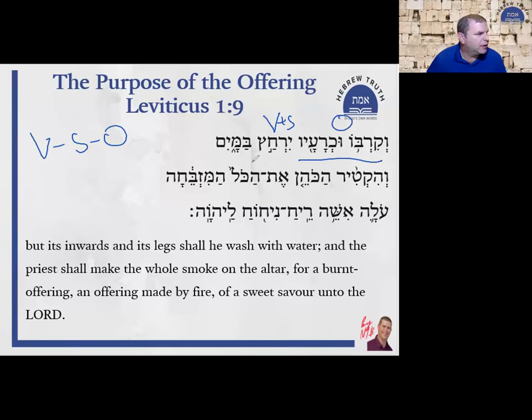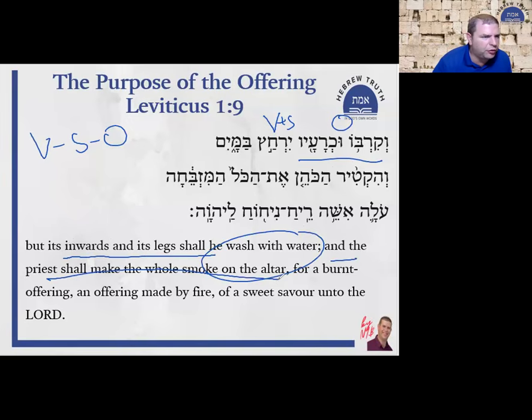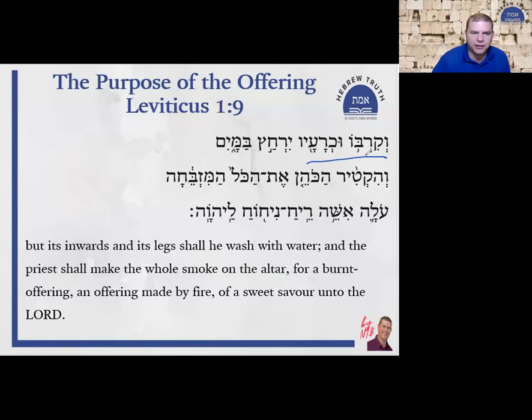We have this contrast to what we've seen in the preceding verses. The preceding verses told us that certain parts should be directly offered, directly burned. However, kirba uchra'av, the inwards and the legs, first of all, shall be washed with water, and then they should be offered. So this is to contrast with what comes before. Very common that you would have a topicalization or changing of the word order in order to mark that.